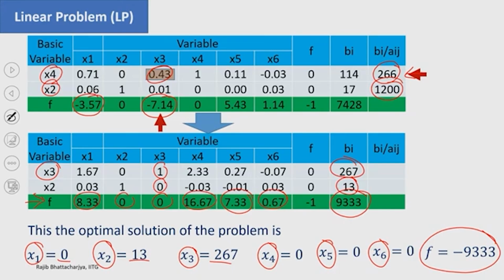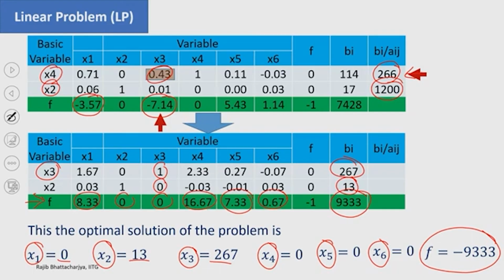Okay. So, the maximum benefit I can achieve is 9333, and x 1 is 0 basically. So, I will not produce product A, I will produce only product B, that is x 2. How many units?